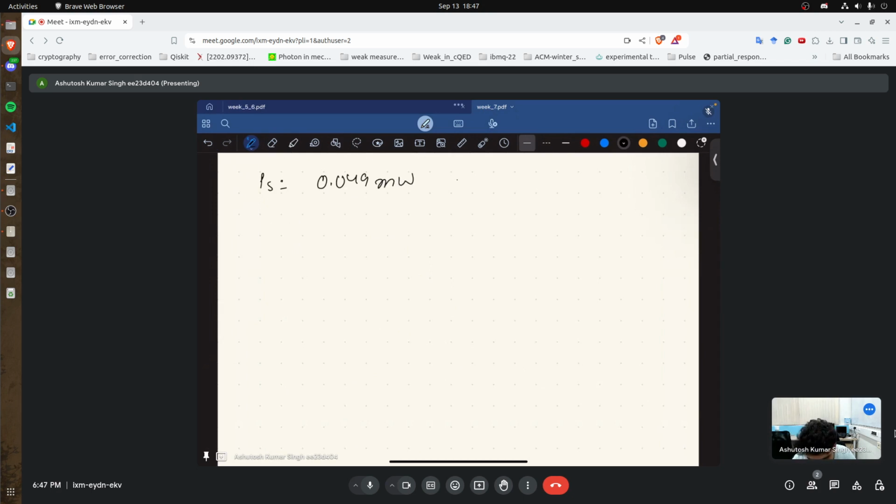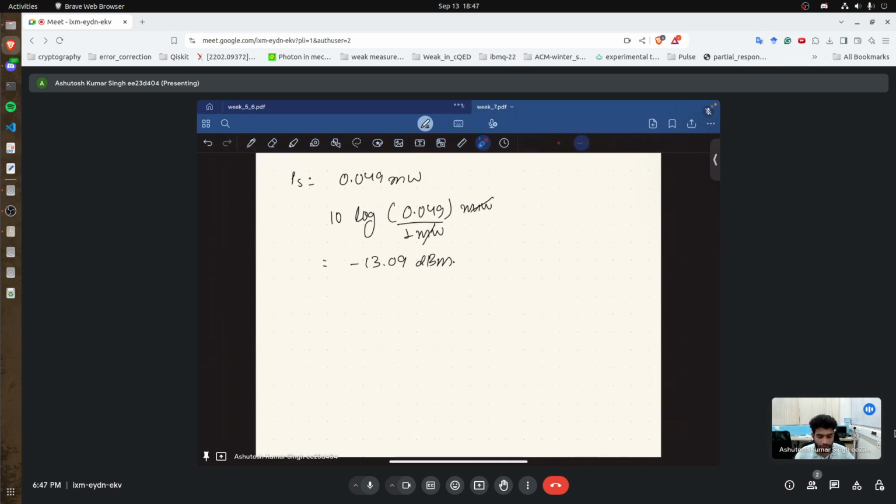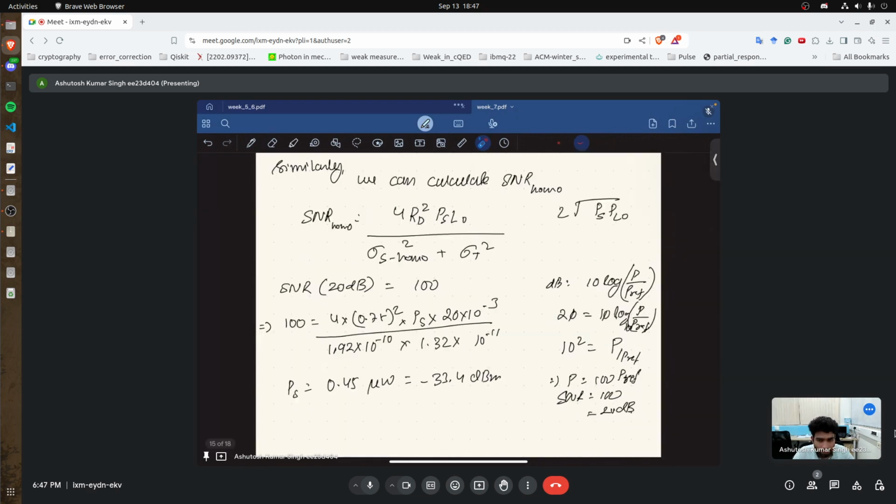milliwatts, and when you put it in log scale, this is 10 log of 0.049 divided by 1 milliwatt. The milliwatt goes away, and this becomes 10 log 0.049, which is minus 13.09 dBm. So in the case of the direct detection scheme, for an SNR of 100, I need almost minus 13 dBm of power, whereas for the homodyne receiver I need minus 33.4 dBm. So I need considerably lower power at the receiver to generate the same signal to noise ratio.